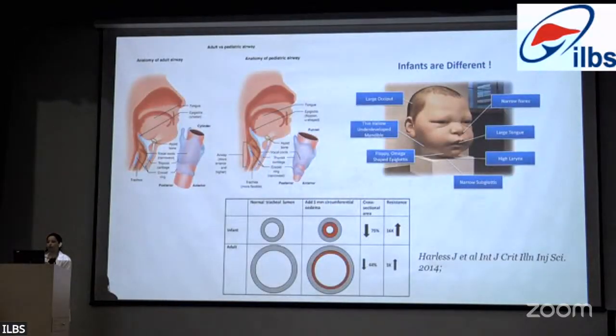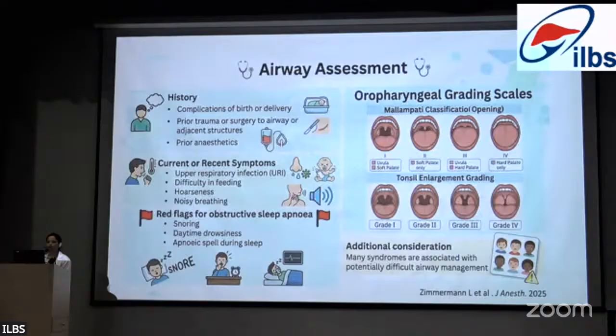Airway-wise also, infants are different. They are generally considered a difficult airway due to large occiput and thin, underdeveloped mandible. They have a large tongue, highly placed larynx, omega-shaped epiglottis, and narrow subglottis. If a child comes with airway reactivity and mucosal edema leads to even 1 millimeter decrease in circumferential diameter, their airway resistance increases exponentially.